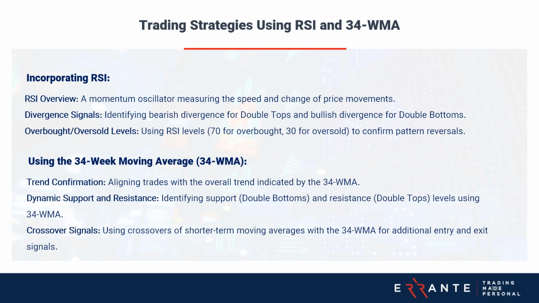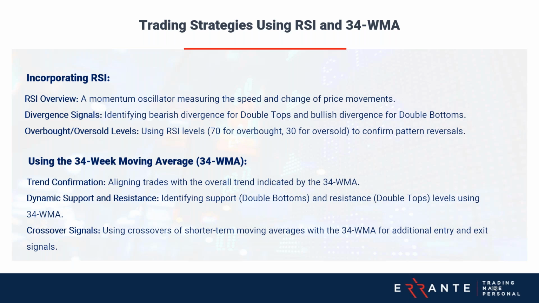For example, if you are on the daily chart, you can use a 34 WMA, which I have tested for a long time, and it's a really reliable indicator for valid reversal chart patterns, because moving averages can also act as dynamic support and resistance. In the case of double tops, if the price fails to break above the 34 WMA during the formation of the second peak, it reinforces the resistance level and strengthens the bearish signal.